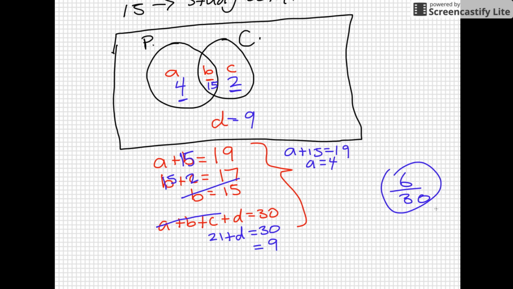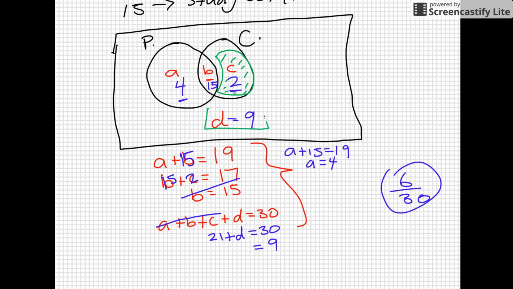Next question is a bit more tricky. It says, given that a student does not study physics, determine the probability that the student studies chemistry. Well then, the key phrase here is given that a student does not study physics. We need to look at all the students who do not study physics. This is people who only study chemistry. They're the ones who do not study physics.